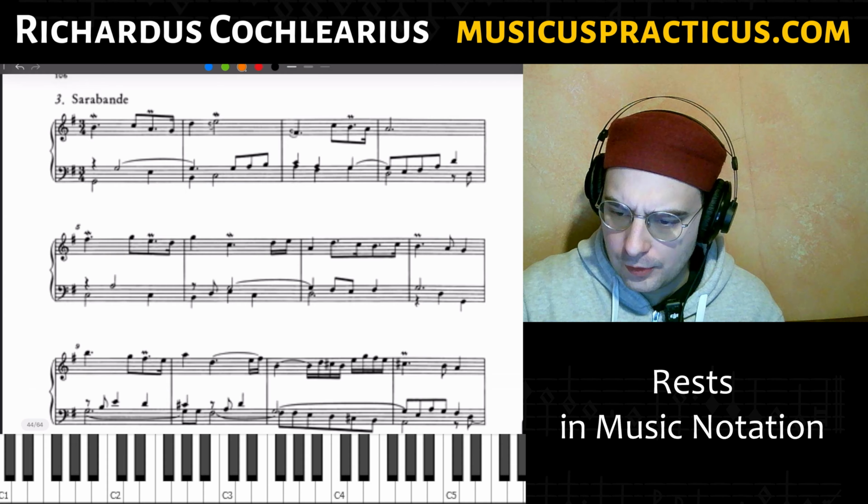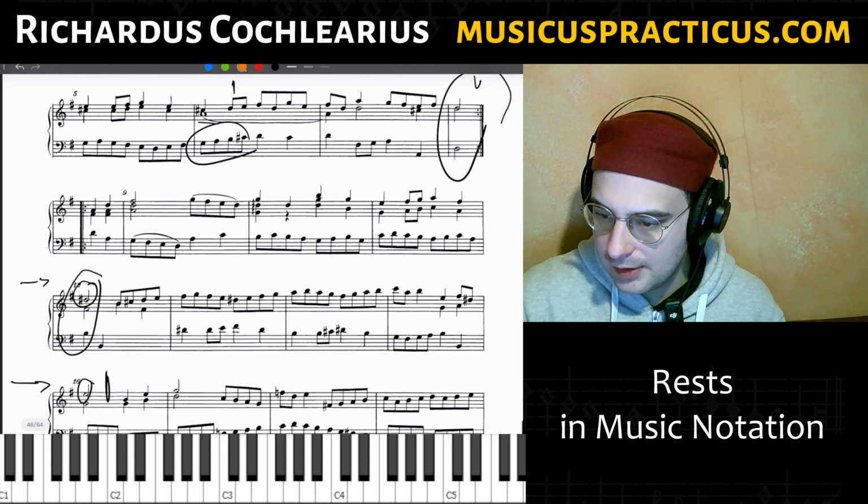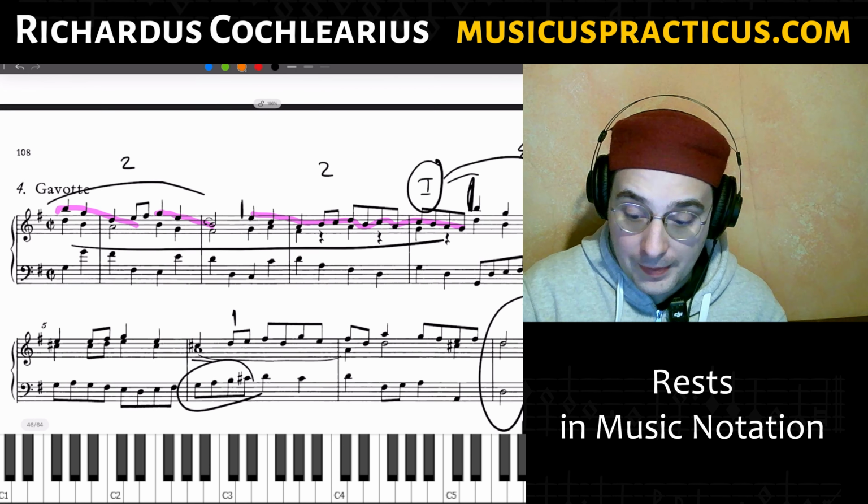Let's see an example, for example, from a gavotte. Okay, this is a gavotte, which, as you can see, starts with like a three-part gavotte.